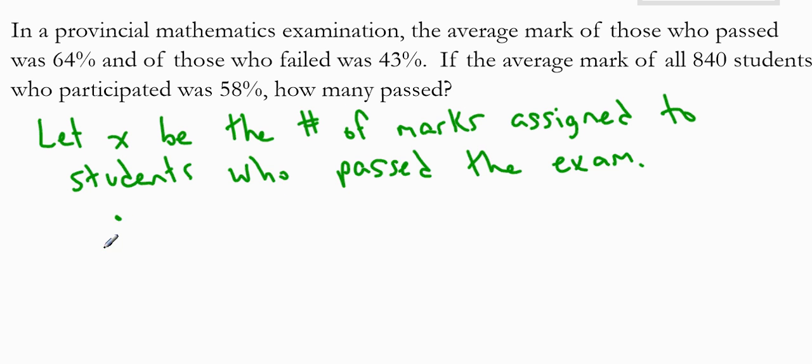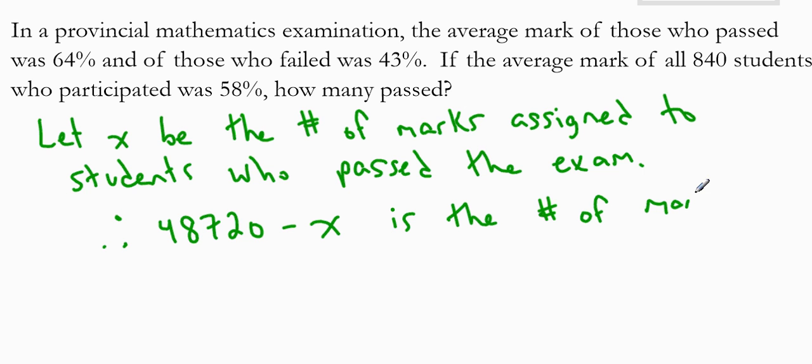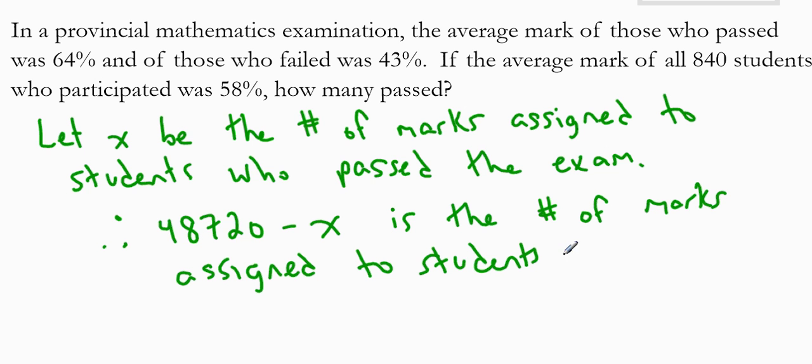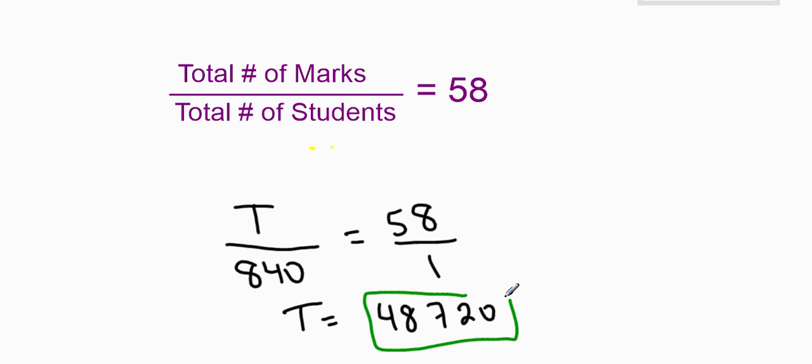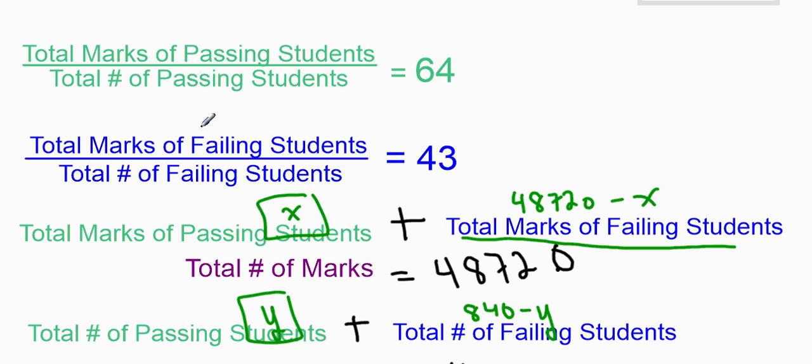And I'm going to immediately put therefore 48,720 minus x is the number of marks assigned to students who failed. And again, how do we know that? We know from this calculation that there were a total of 48,720 marks assigned. If x of them went to the passing students, then 48,720 minus x must have gone to the failing students.